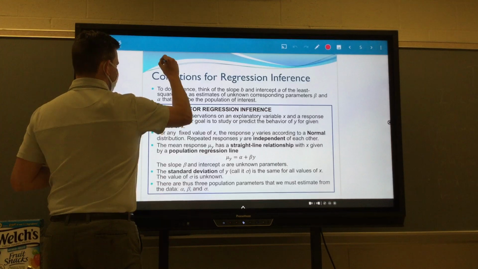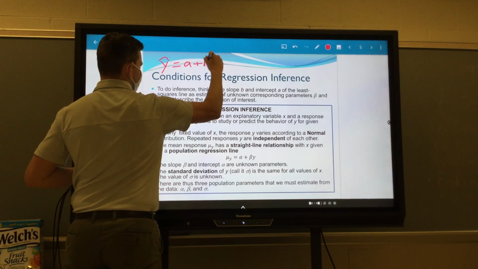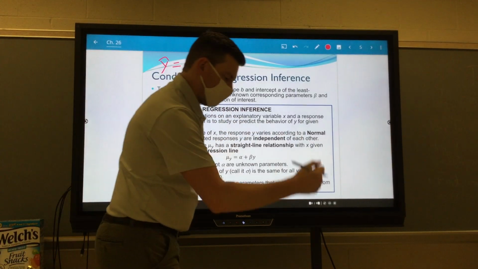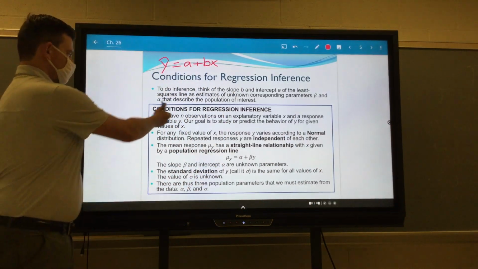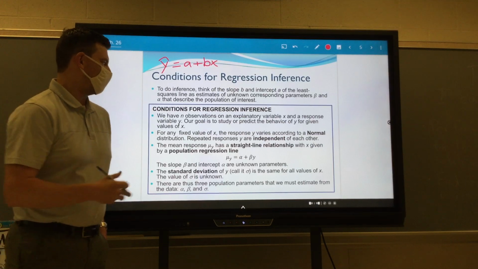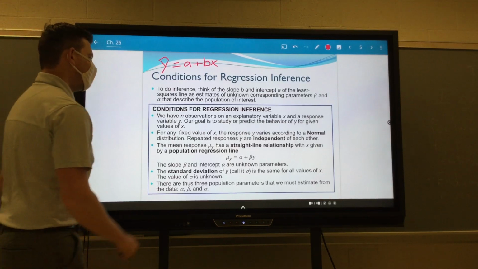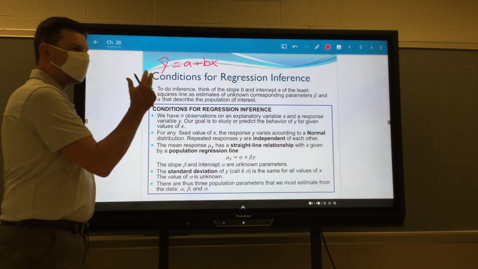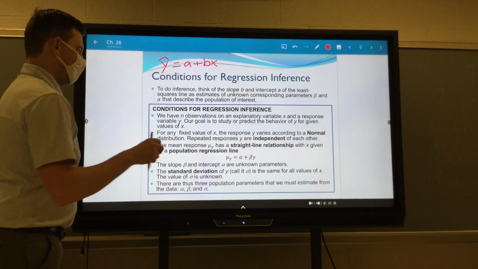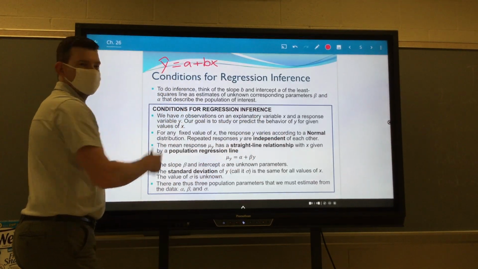As I said, we have a sample model, y hat equals a plus bx. We are taking n number of these observations. This is representing a single observation from our data. But in theory, we have an infinite number of observations out there. And we want to be able to provide an idea of what that population's true model looks like. Our goal is to study or predict the behavior of y for given values of x.